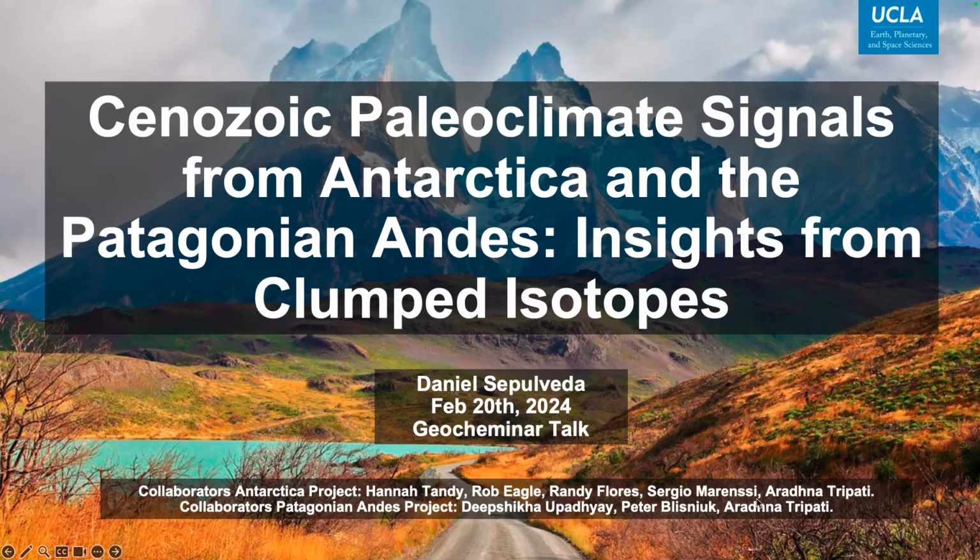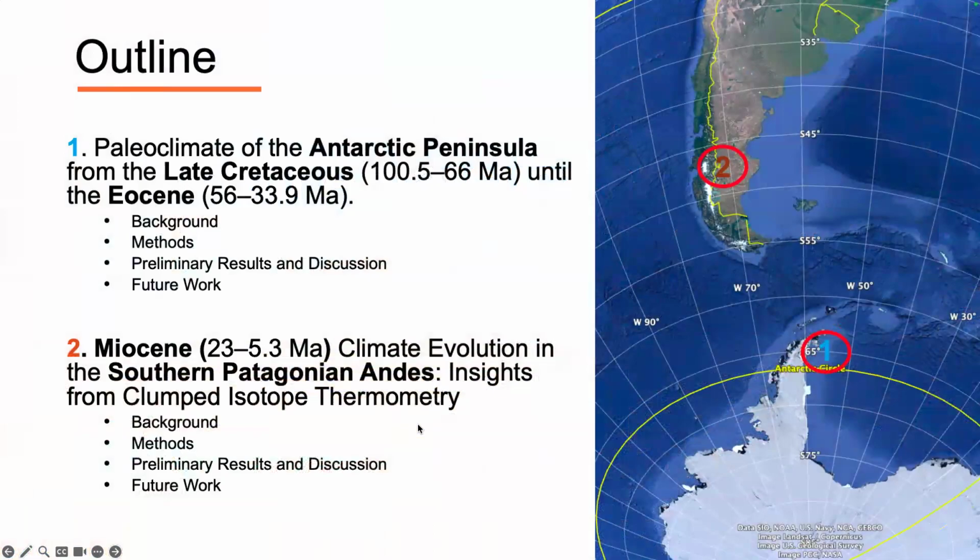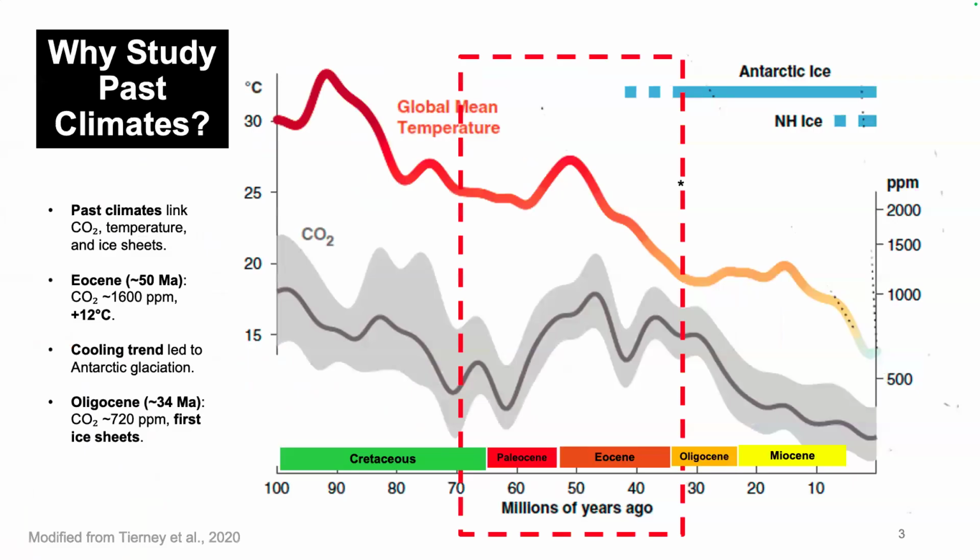My name is Daniel Sepúlveda, and today I will present the progress of my research, Cenozoic Paleoclimate signals from Antarctica and the Andes, insights from clumped isotopes. This presentation covers two projects. The first investigates climate evolution from the Late Cretaceous to the Late Eocene in the Antarctic Peninsula, while the second focuses on the Miocene climate changes in the southern Patagonian Andes.